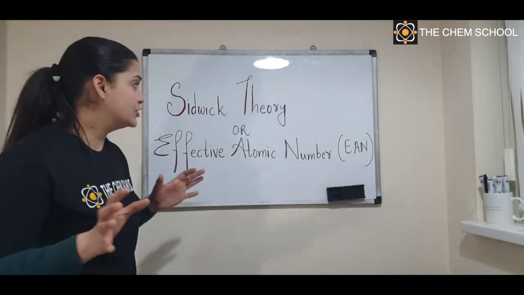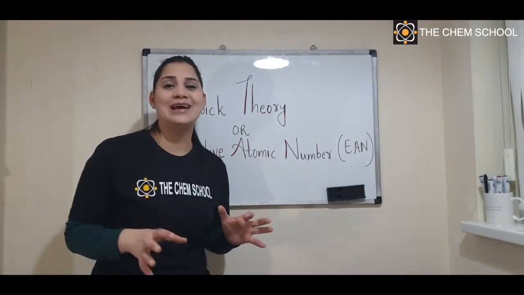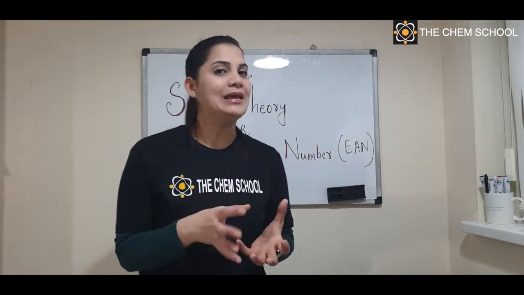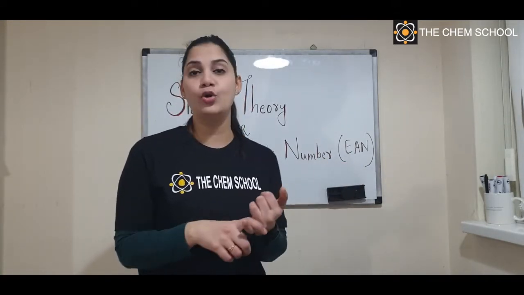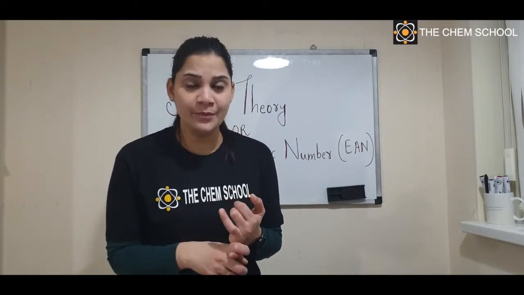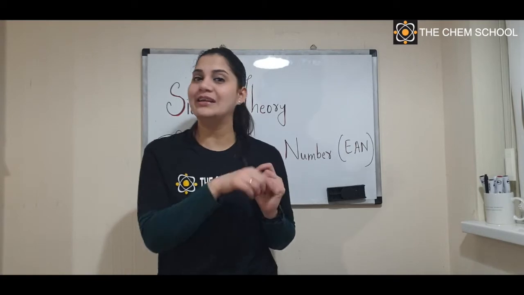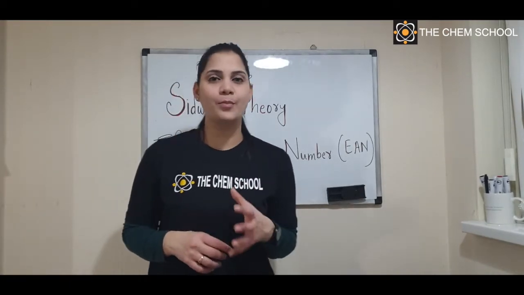And now the topic for the day is Sidgwick theory, or effective atomic number theory, from the chapter coordination compounds, right? I have covered all the basics for calculating the EAN rule. That is, I have taught you how to calculate coordination number and how to calculate oxidation number, and if you have a doubt, I will attach the link for the same, so do watch that. So let's start the topic for the day.